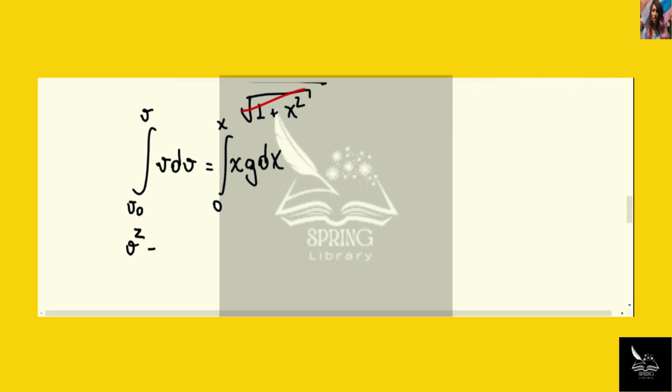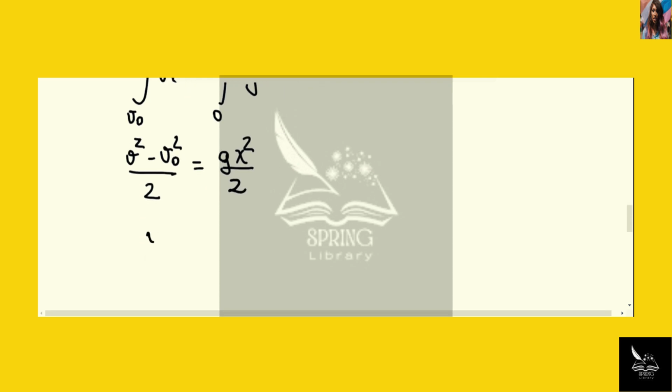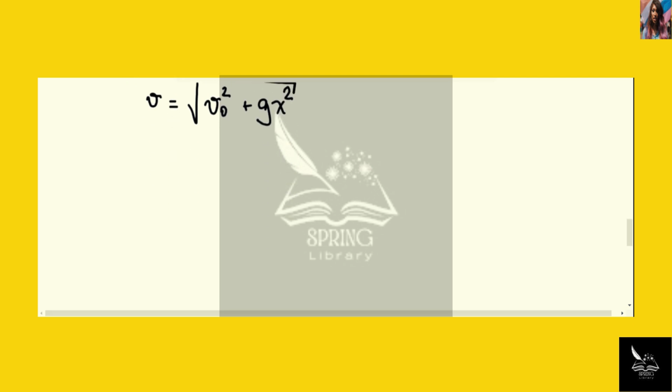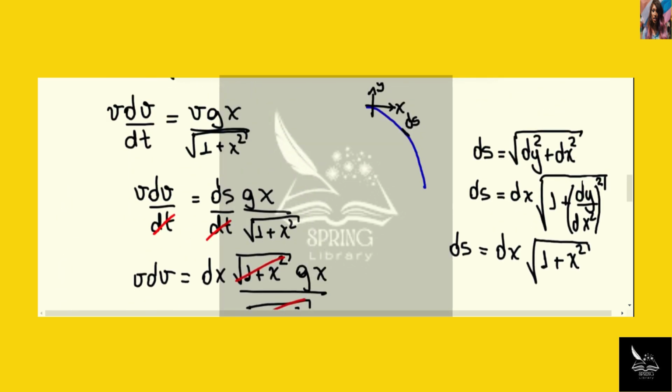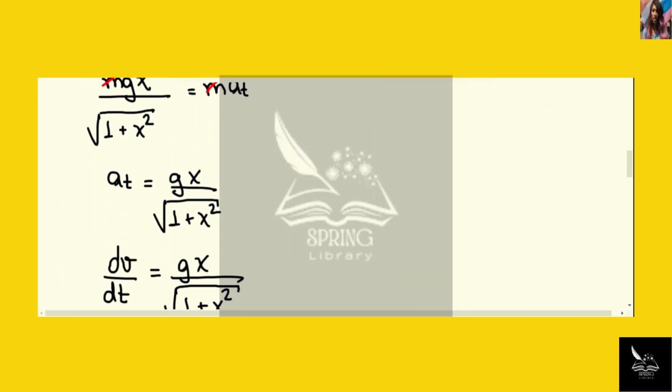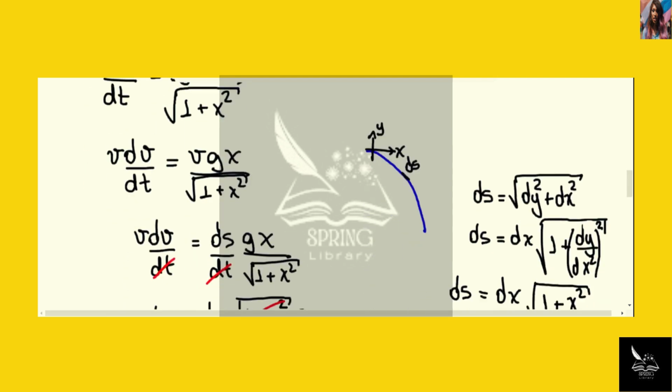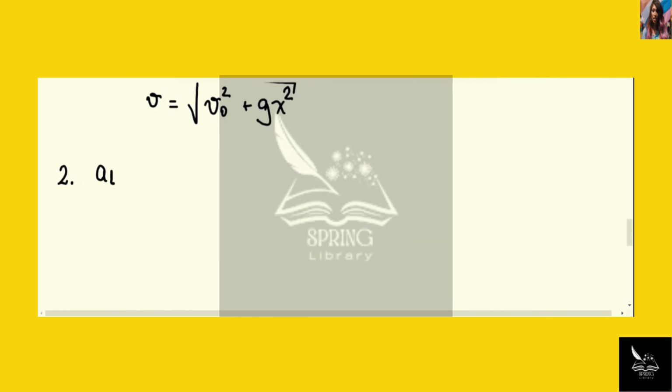So we have that (v squared minus v0 squared) divided by 2 is equal to gx squared divided by 2. So in the end, v is equal to the square root of v0 squared plus gx squared. This is the value of the speed as a function of x. That's the first thing we need to find. And we need to find also the tangential acceleration, that actually we've already found. It's this one here, so I'm just going to copy it. So we have the tangential acceleration is gx divided by the square root of 1 plus x squared.